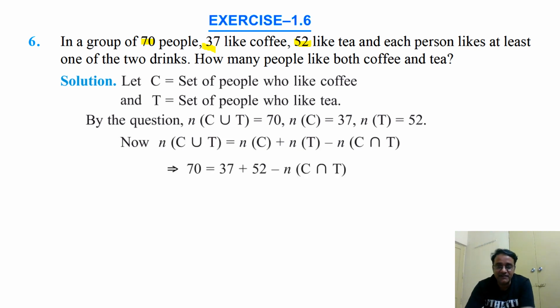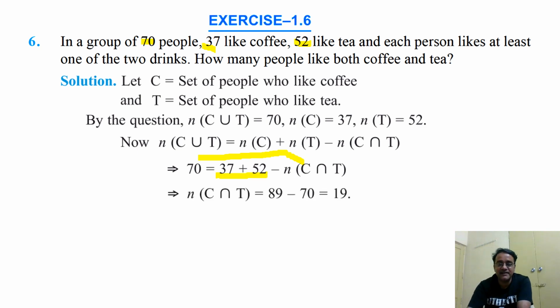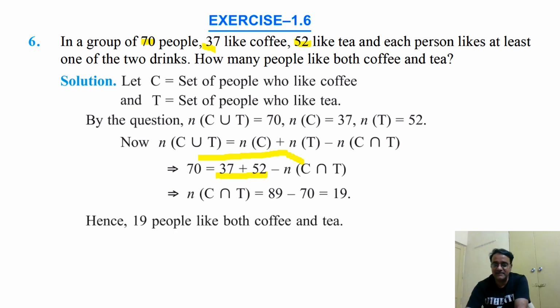Okay, now we'll write the formula, and we are going to substitute the corresponding values. Now again, if we shift this to this side, to the left side, N of C intersection T will become plus. What is 37 plus 52? It will be 89. So 89 minus 70, that is 19, is the answer. Okay. So now we'll start question number 7.